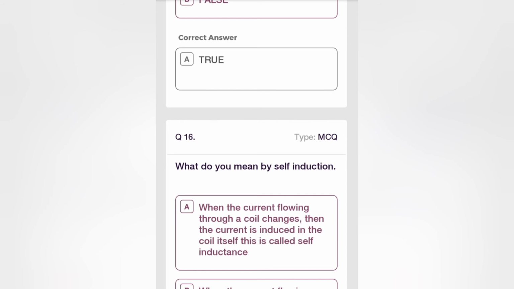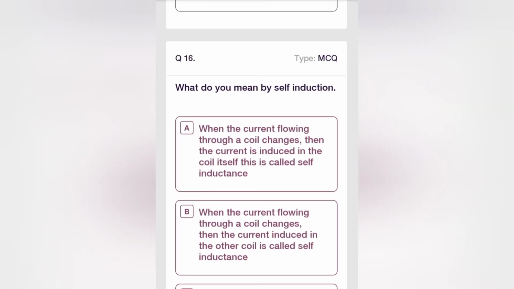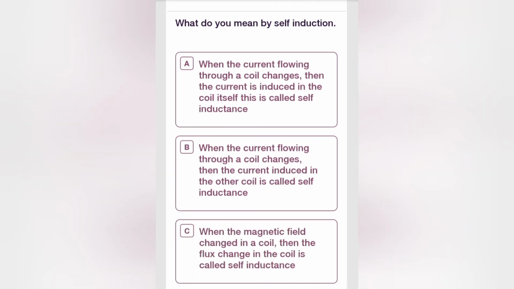What do you mean by self-induction? Option A: when the current flowing through a coil changes, then the current is induced in the coil itself. This is called self-induction. Option B: when the current flowing through a coil changes, then the current is induced in another coil. Option C: when the magnetic field changes in the coil, then the flux changes in the coil.